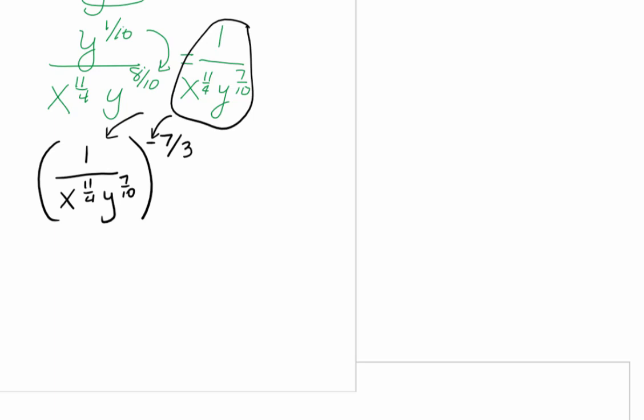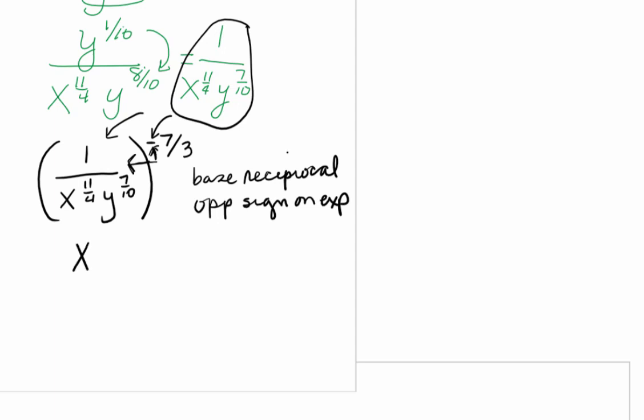So again, a reminder, with an outer negative exponent like this negative 7/3, we can rewrite the base with its reciprocal, which basically means flip it, and then this will change the negative to a positive 7/3. So base, reciprocal, and then opposite sign on the exponent. So 1 over x to the 11/4, y to the 7/10, its reciprocal would be x to the 11/4, y to the 7/10 over 1, which is just this. And then our negative 7/3 outer exponent becomes a positive 7/3 outer exponent.